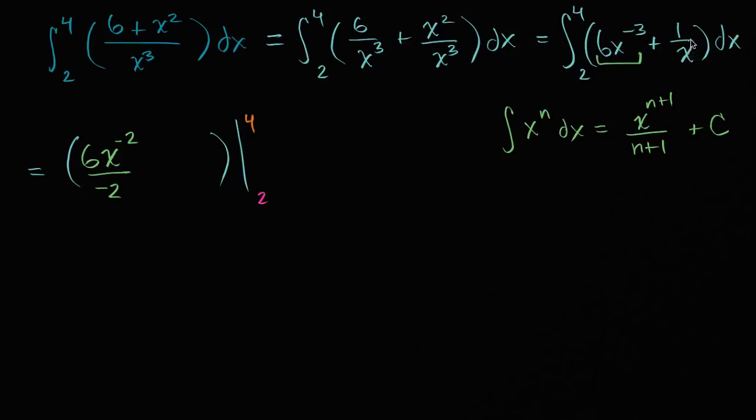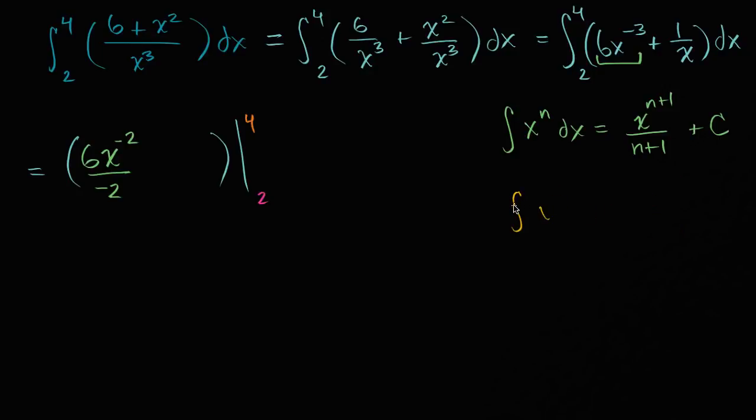And what's the antiderivative of 1 over x? You might be tempted to use this same idea right over here. You might be tempted to say, all right, well, the antiderivative of x to the negative 1, which is the same thing as 1 over x, would be equal to x to the negative 1 plus 1 over negative 1 plus 1. But what is negative 1 plus 1? It is 0. So this doesn't fit this property right over here. But lucky for us, there is another property.